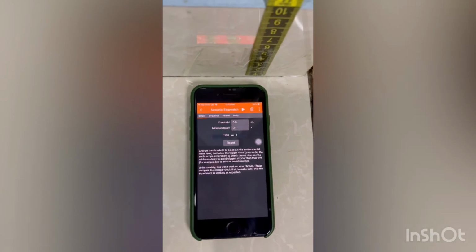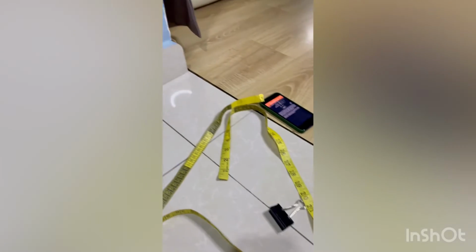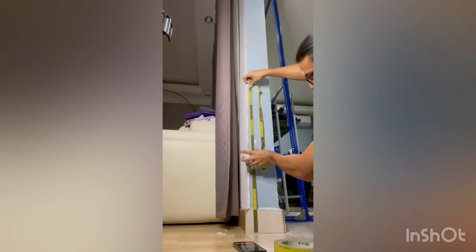Hello, Assalamualaikum. This is the Freefall experiment video by Group 3. Before I begin the experiment, this is how I set up all the instruments.